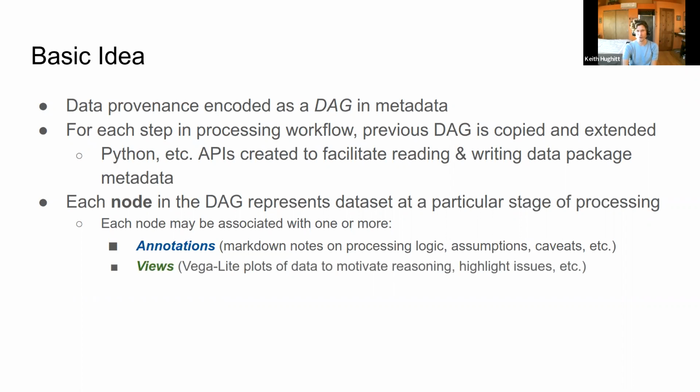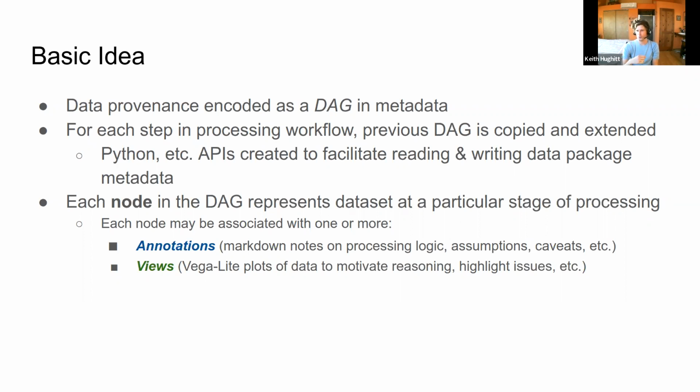The other thing that could be incorporated and associated with each node is one or more views. Views in this case refers to just plots that are encoded in Vega-Lite JSON. And this could be used to motivate this reasoning. So as you imagine processing the data and taking it from stage A to B to C and so on, often you're transforming the data or filtering the data or modifying it for a particular reason.